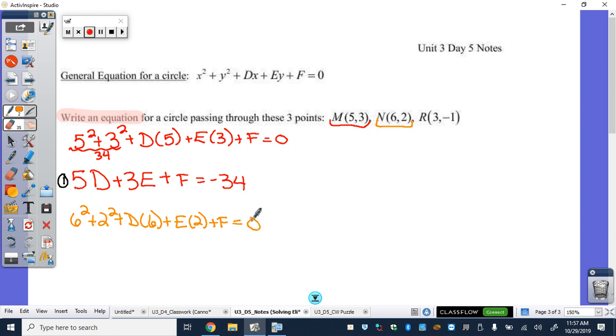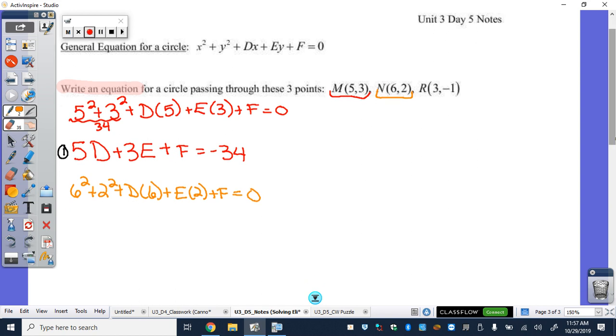So 6 squared plus 2 squared plus d times 6 plus e times 2 plus f equals 0. So I'm cleaning this up. 6 squared is 36 plus 2 squared, which is 4, gives me a 40. So I get 6d plus 2e plus my f equals a negative 40. So I'll subtract my 40 over to the other side. So now I have my second equation.